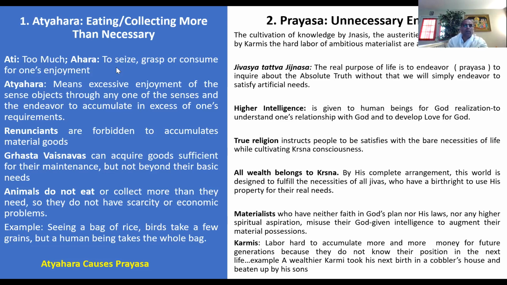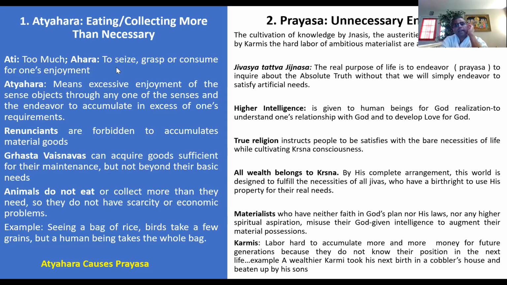So the jnani will work very hard. They will renounce everything, and they will work very hard to acquire the knowledge. The karmi, they will work very hard for their fruitive activity. So all of this is basically considered prayasa, or karmic people, materialistic people, bhautikvadi people. They will be very much working hard to fulfill the ambition that they have. It's all prayasa. But jivasya tattva jigyasa.